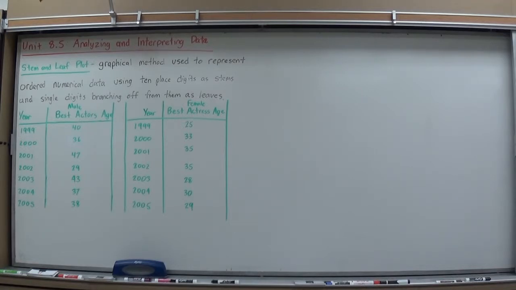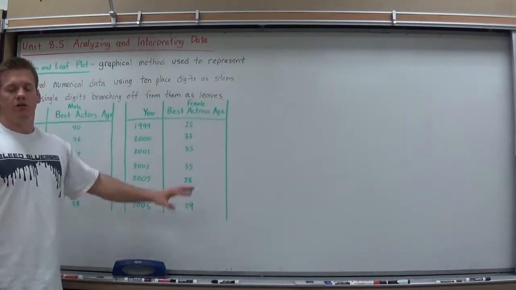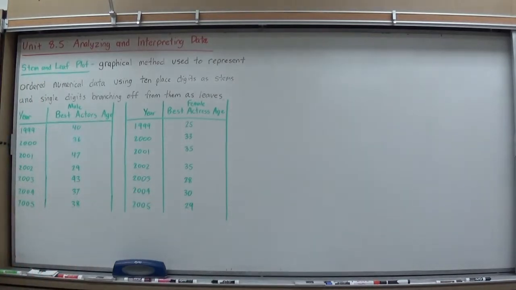So we have the ages of the different actors of the year and actresses of the year from the years of 1999 to 2005. In 99, I believe it was Russell Crowe at age 40, and etc., different ages for different years. The person who won Best Male Actor in 2000 was 36, 47, 29, etc. And then over here we have the female ages. What's nice about a stem and leaf plot is I can plot both these pieces of information on the same graph fairly easily and see a comparison between the two.